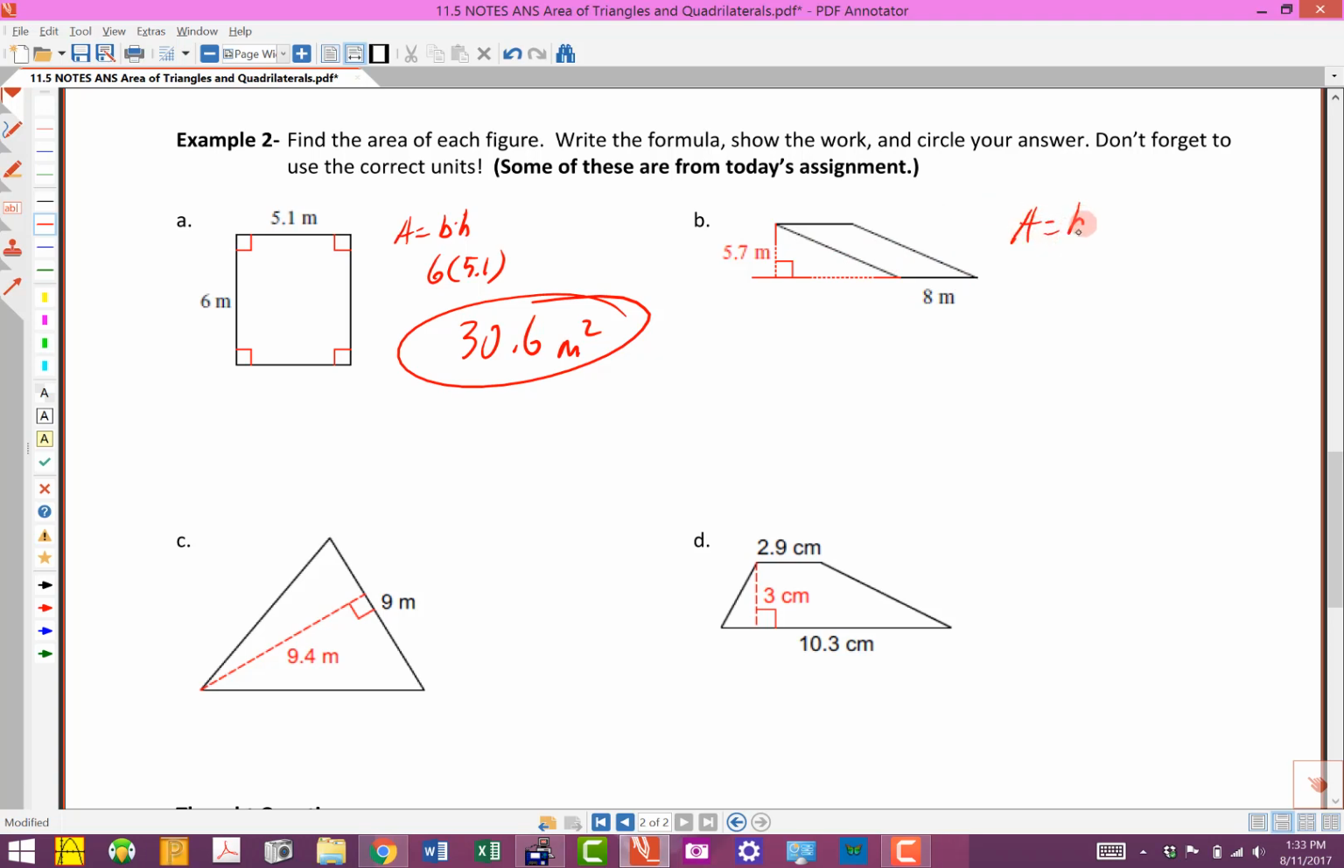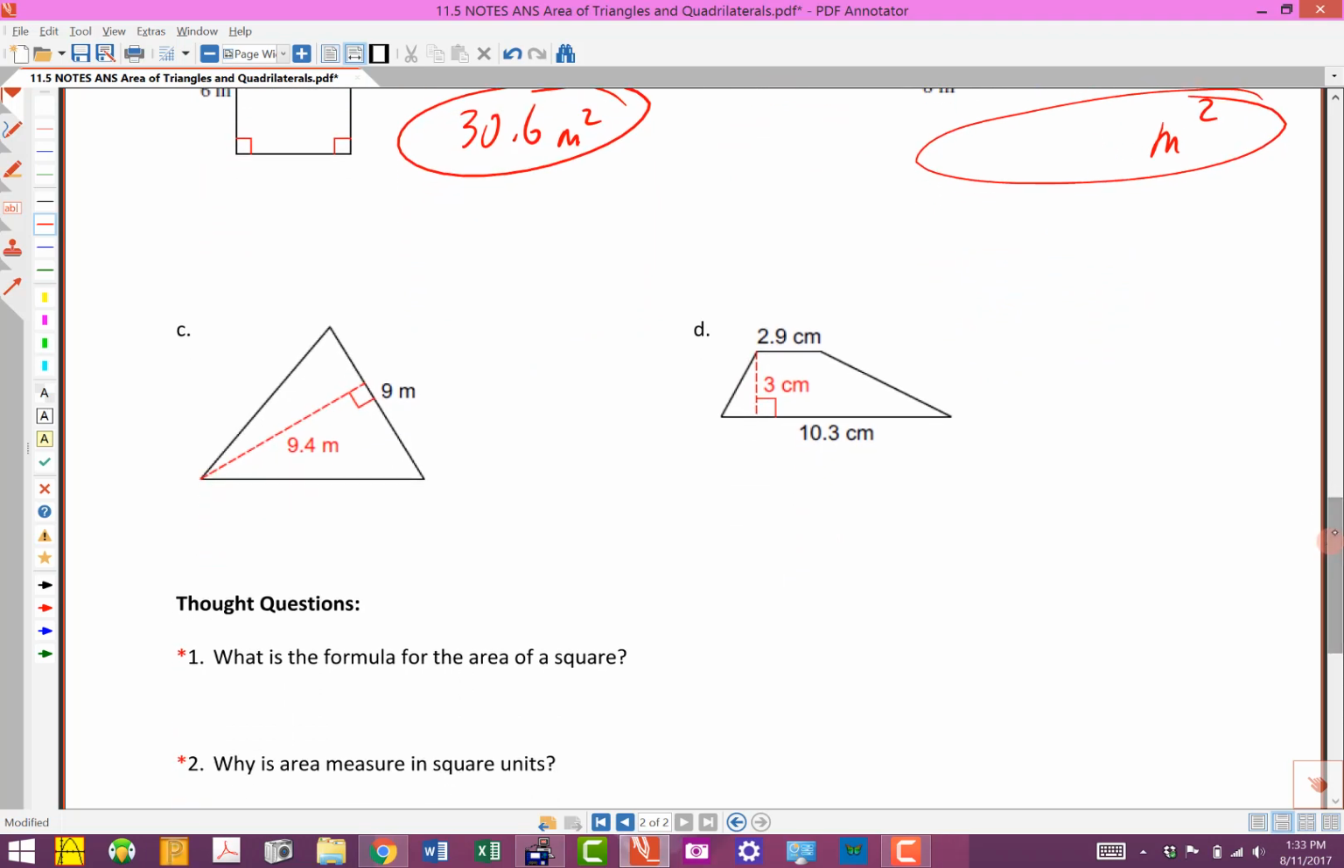Okay, let's take a look at this one. Parallelogram, area formula is base times height. There's the base. Notice there's that perpendicular right there. So this is going to be 8 times 5.7. So you can go ahead and multiply those together. But again, what are the units going to be? Meters times meters, going to be meters squared. Okay, I'll leave it for you to figure out what that is once they get multiplied together.